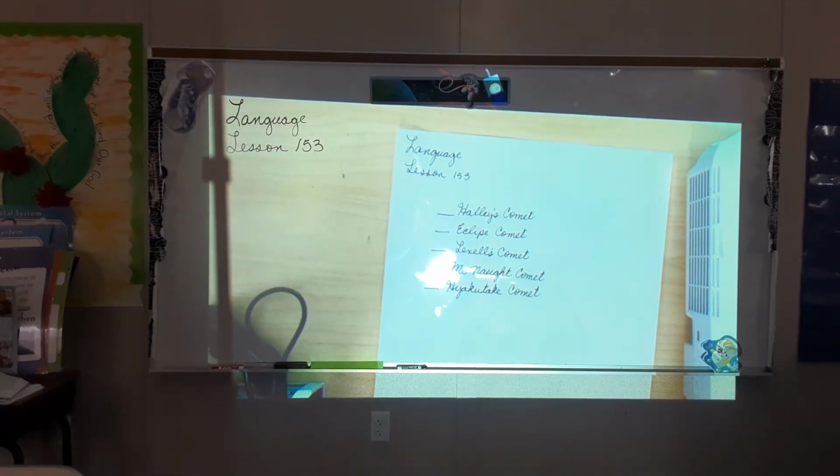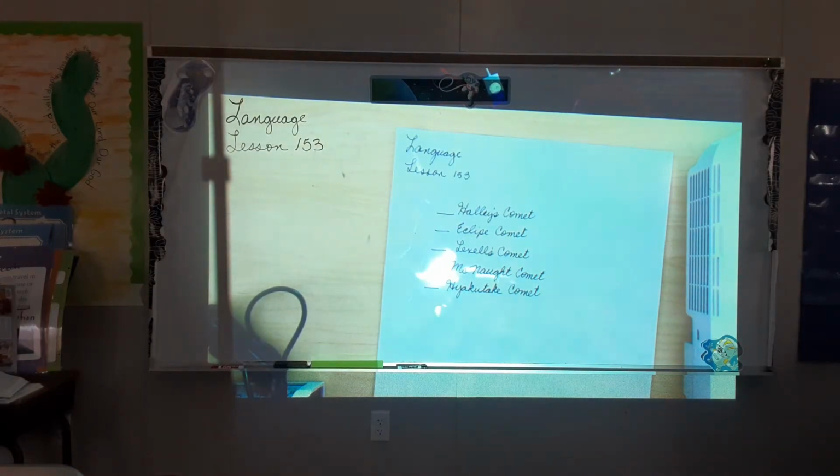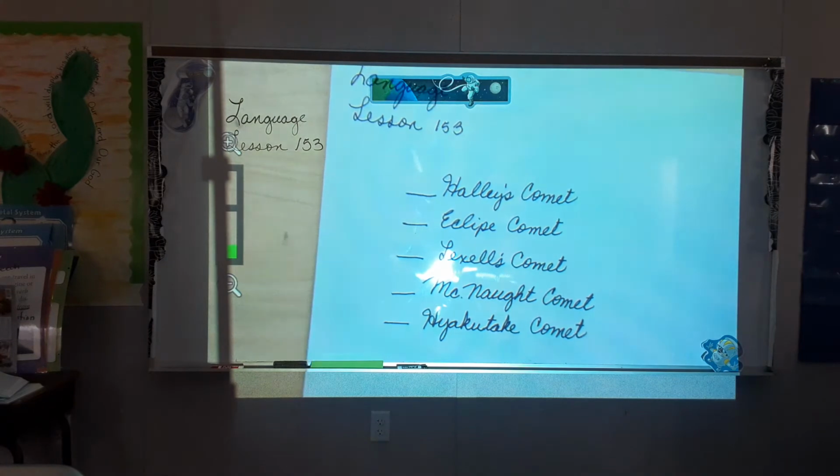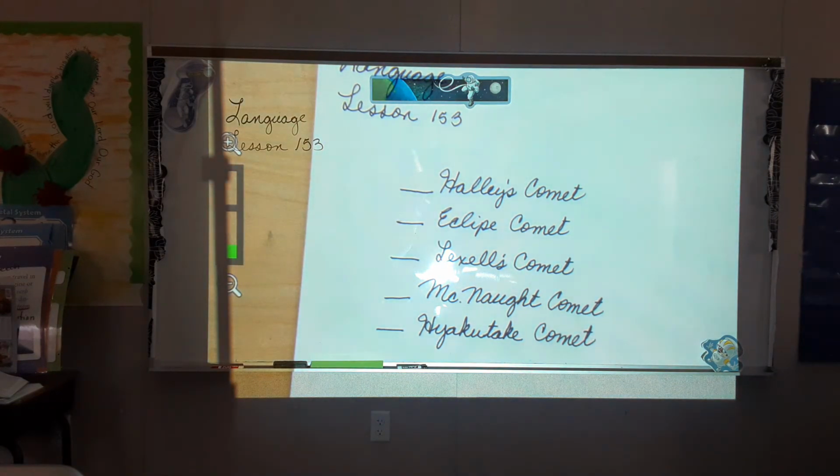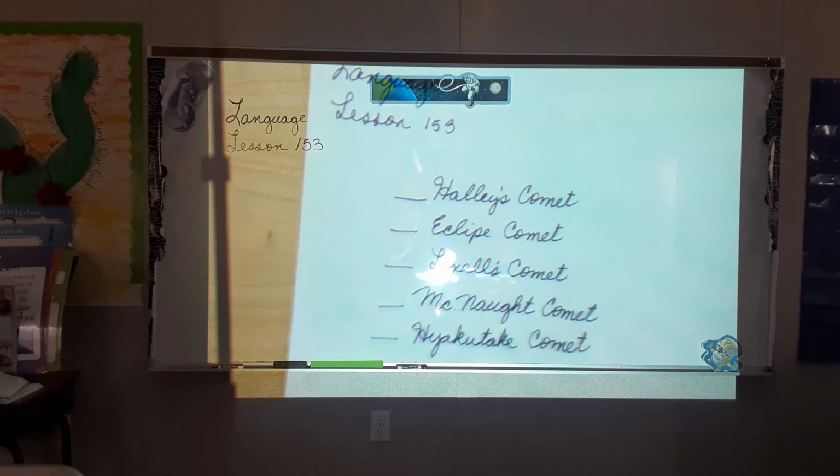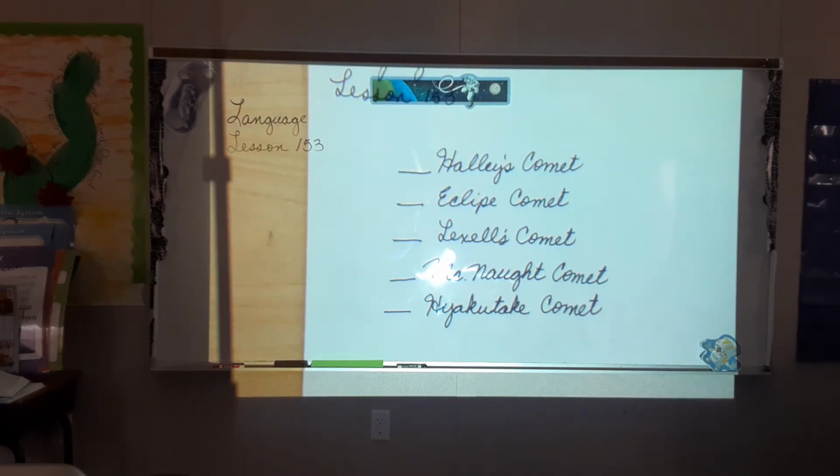This is language lesson 153. Please take out a paper and pencil and write the words. Notice that the words are all names of comets. So today's topic is comets. You may go and find information about comets. Go learn something new about comets.